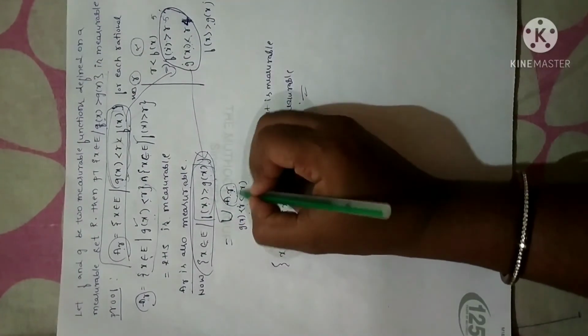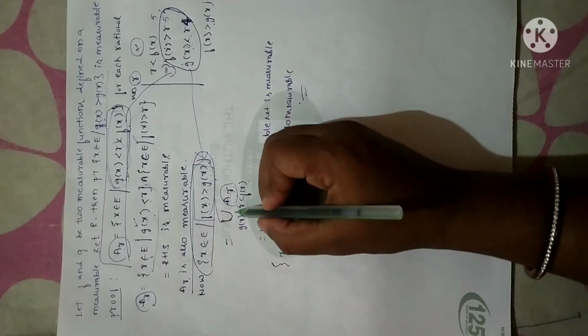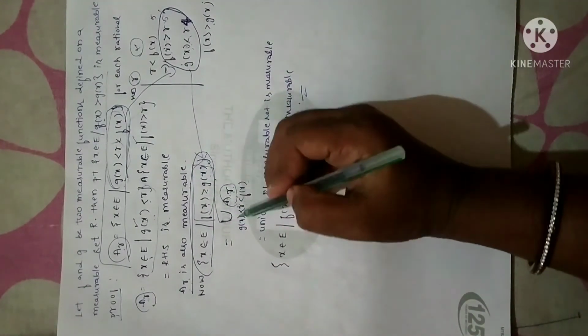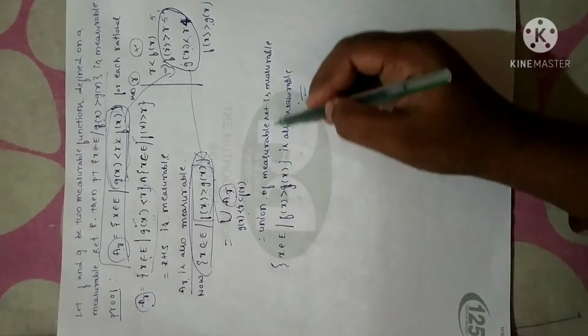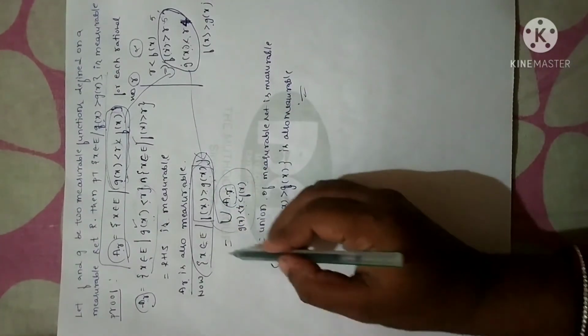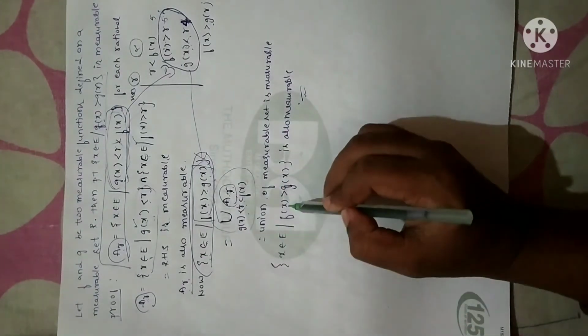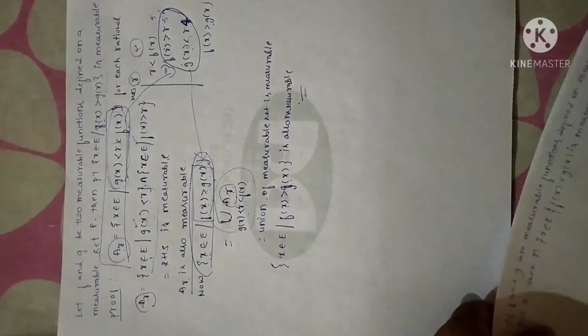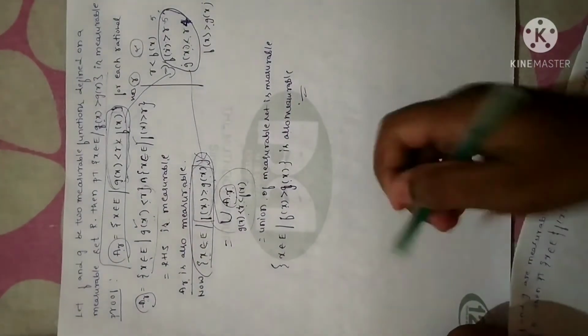Since I have already proved A_r is measurable and I have expressed the given set as a union of measurable sets, by the theorem a union of measurable sets is also measurable. Meaning, the RHS is measurable, so I can say the LHS is also measurable. In the LHS, we have the set of x belonging to E with f of x greater than g of x, which is also measurable. Clear?